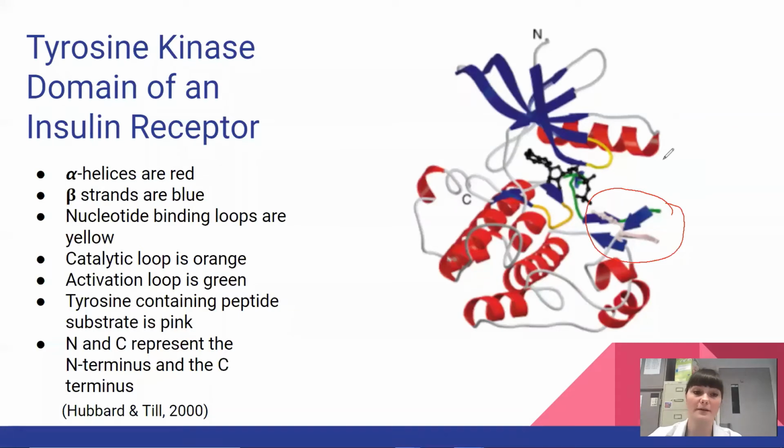Other things to note about this structure, we can see the nucleotide binding loops over here in yellow, here and here. We can see the activation loop in green there. We can see the N terminus and the C terminus as well represented in this particular image.